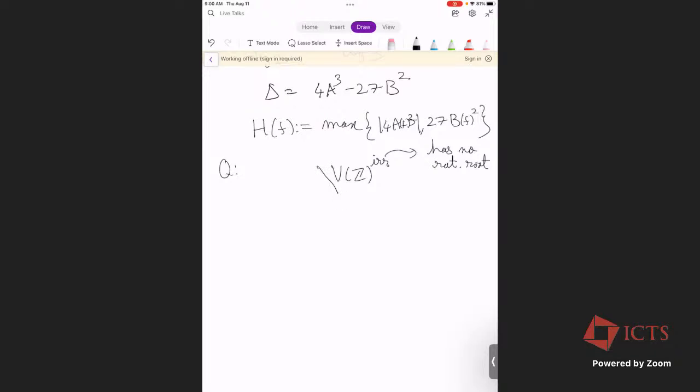So the question is, how many GZ orbits are there on these irreducible elements? We're going to insist the height is less than x. And let's fix the sign of the discriminant. And let's call this number n plus minus of x.